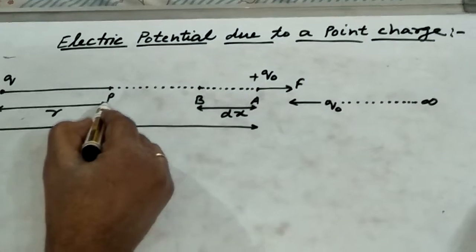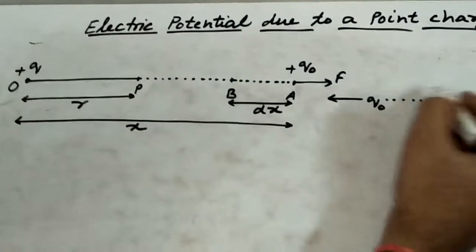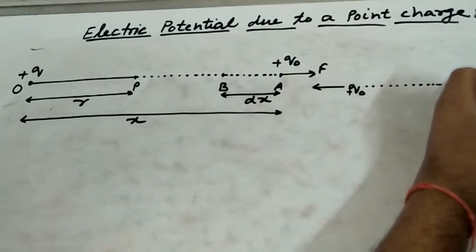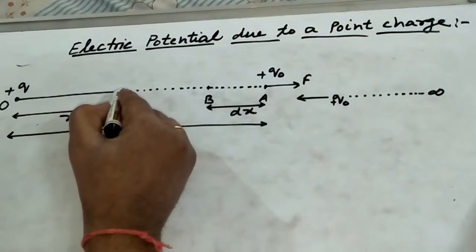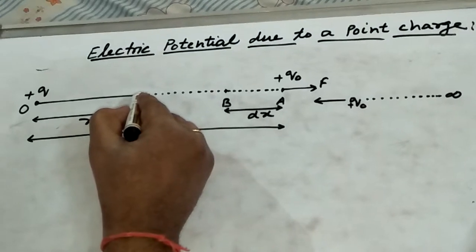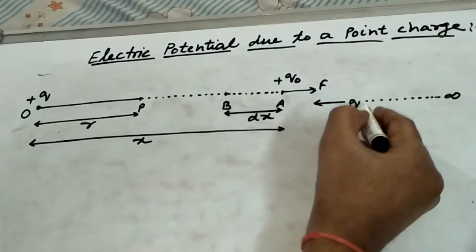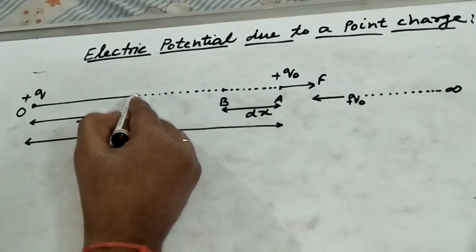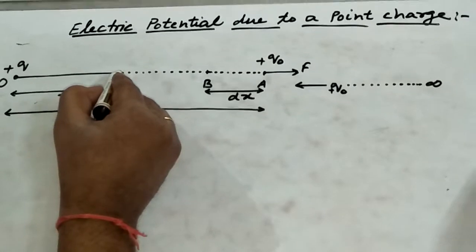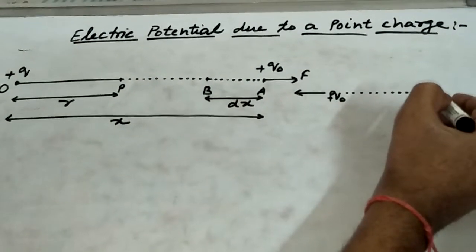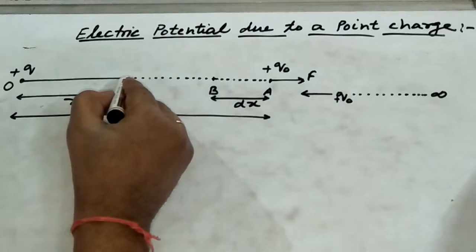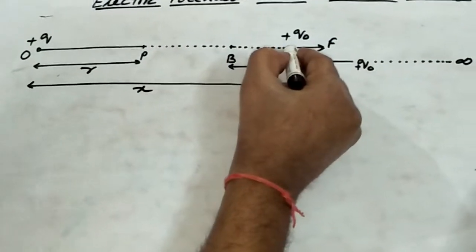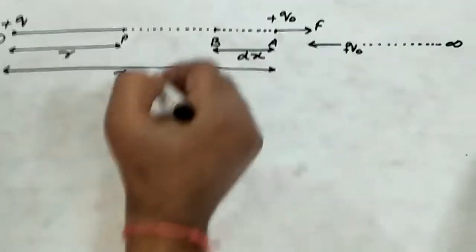So according to the definition, what will we do? First we take a test charge +Q0, and that test charge is carried from infinity to the point P. Suppose the work done is W, and when that work done is divided by the magnitude of the test charge Q0, we get the electric potential at the point P. But for this purpose, how can we calculate? Let us consider any two points between infinity and the point P, and suppose one point is A and the other point is B.